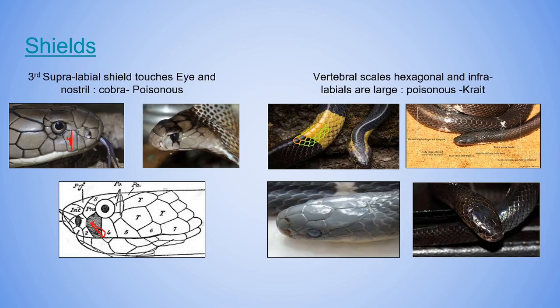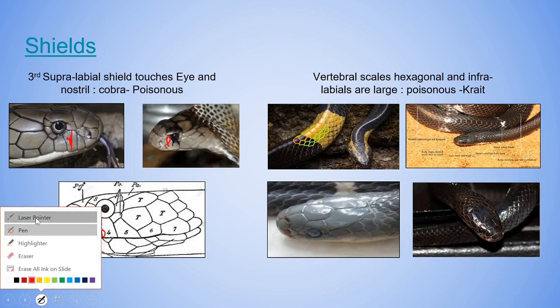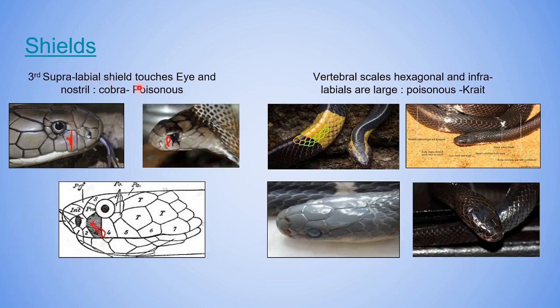This is with king cobra, the same as with the normal cobra. So you can see a scale which is marked now. That shield is the third supralabial. It touches the eye as well as the shield of the nostril, or the nostril region. If such a large one is present, that can be confirmed as cobra. Either it might be king cobra or the normal cobra. So that is poisonous.